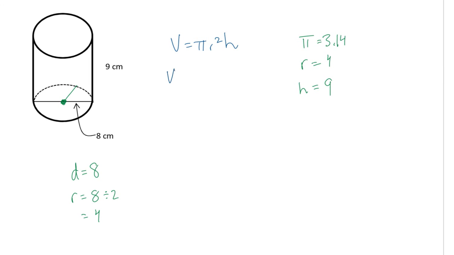And then we plug these in. So pi is 3.14, r squared, h. Okay, r goes in here. H goes in here.